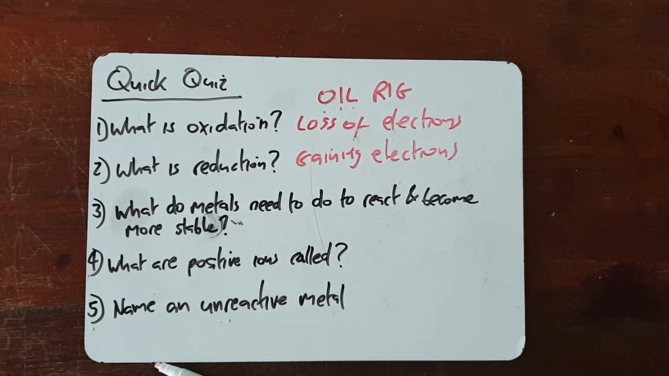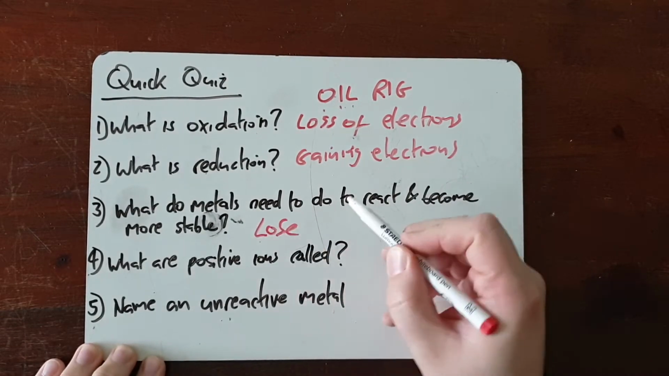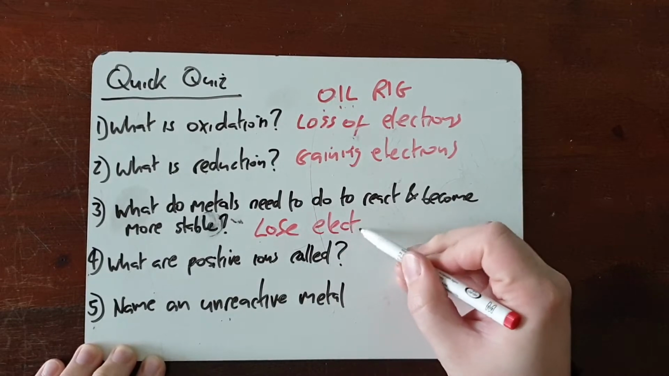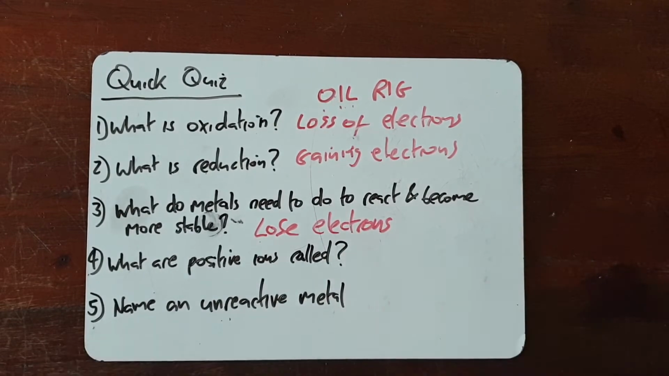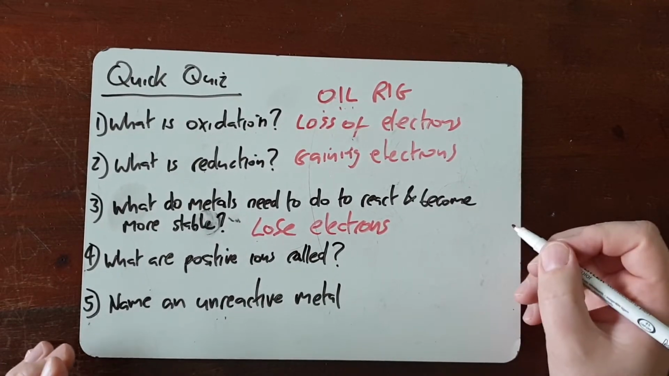If you remember, metals are on the left-hand side of the periodic table. So if we pick group 1 as an example, they've all got 1 electron in their outer shell, so they want to lose that electron to become more stable. So the answer here was lose electrons. Remember, metals are losers because they want to lose electrons. And if they lose an electron, they form a positive ion, right?